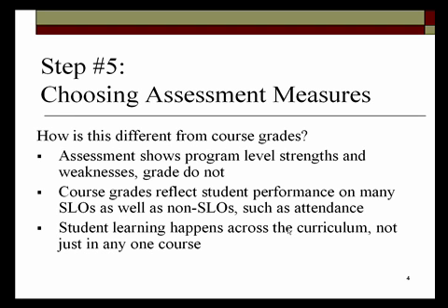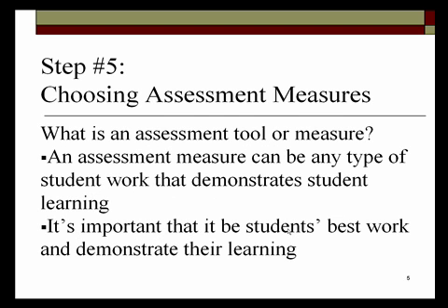How is assessment of student learning different from course grades? Well, first, student learning outcomes are determined by all faculty, not just one instructor. A course grade can reflect how well students have learned on several SLOs, so it does not tell you how well the student did on any one SLO. Course grades may be subject to inflation, and student learning happens across the curriculum, not just in any one course. An assessment tool or assessment measure can be any type of student work that demonstrates what students have learned. It's important that it be a sample of students' best learning and demonstrates their best work.